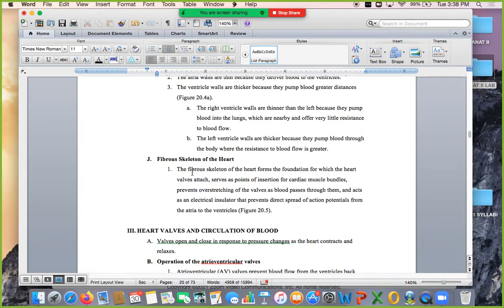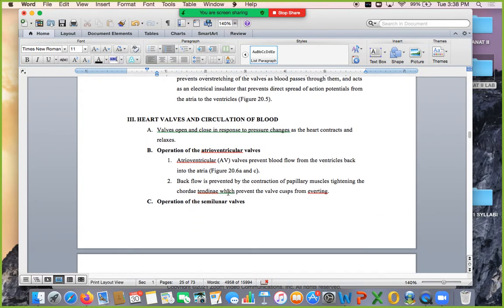We also have a region of the heart that's the fibrous skeleton, where we have the valves attached, where cardiac muscle bundles are going to insert. And these are going to help keep the valves in the correct position so they don't get overstretched when blood passes through them. Additionally, they act as an insulator of the electricity so that we don't have action potential spreading willy-nilly, and are actually carried in a direct pathway. So we don't have any spread of action potential from atria to ventricles except for the ones that we would like to have.